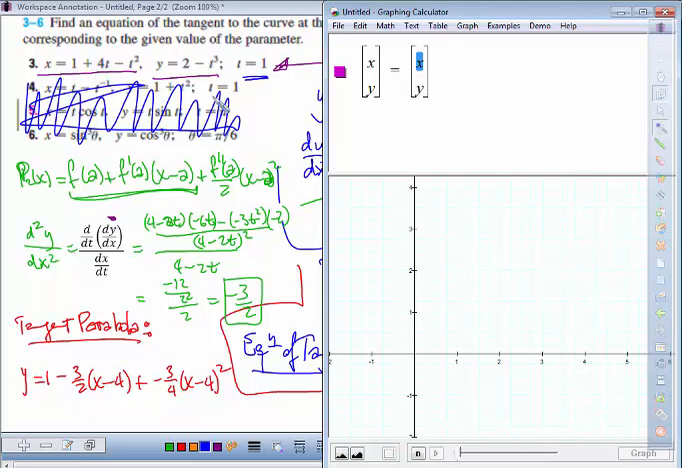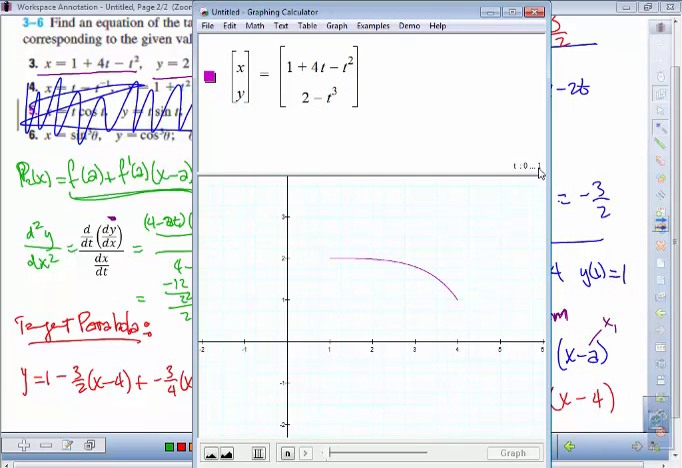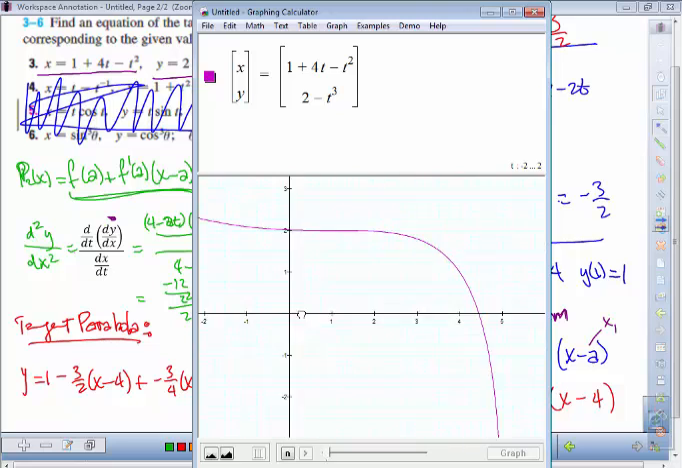So the x is 1 plus 4t minus t squared. This is a t. And then the y is 2 minus t cubed. Right now I have this graphing from 0 to 1. If I'm interested in a little bit more, maybe I'll go from -2 to 2. So let's just say it looks like that.